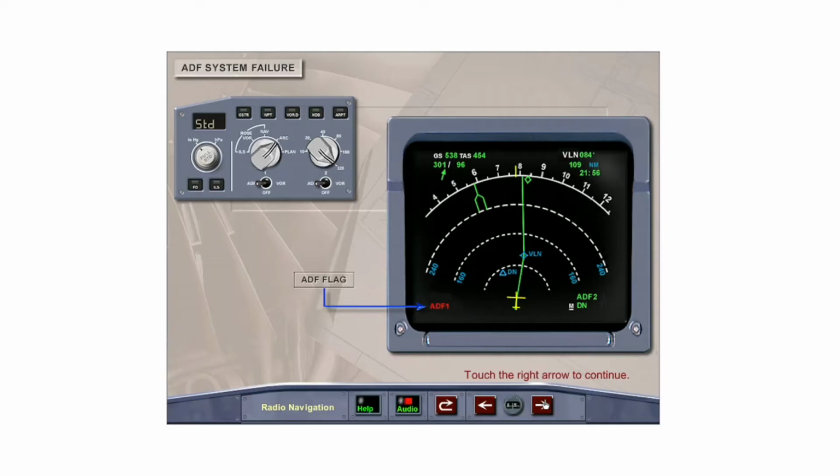Failure of the ADF system will cause the associated pointer to disappear, and a red ADF flag will replace the station information on the bottom of the navigation display. If there is no signal received from the NDB station, the pointer will disappear and the station frequency is displayed, replacing the identification code.